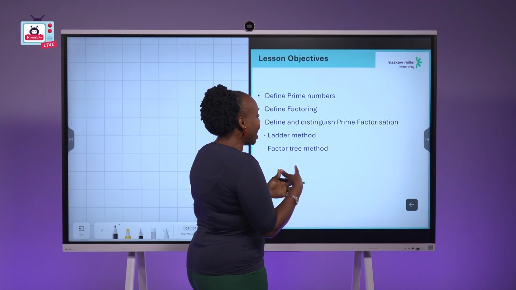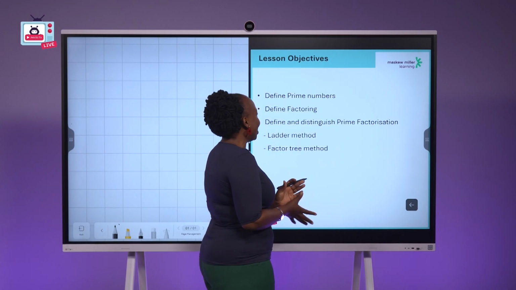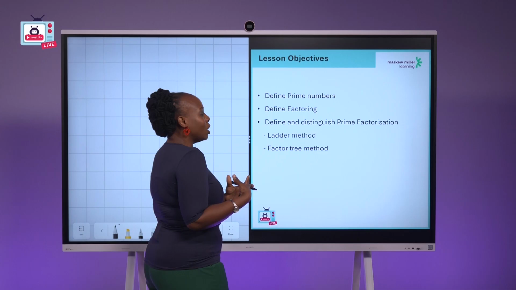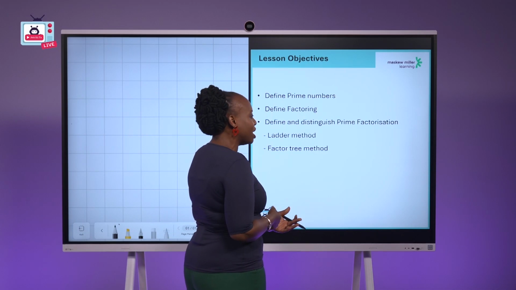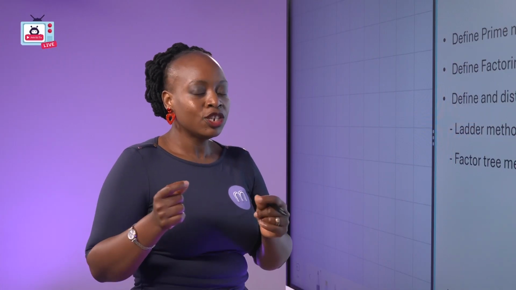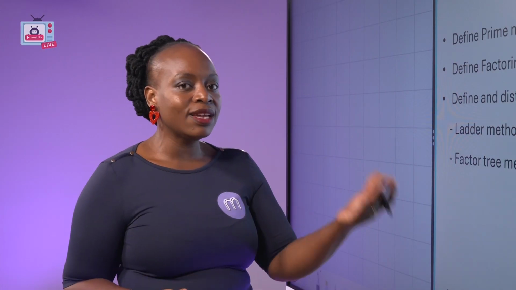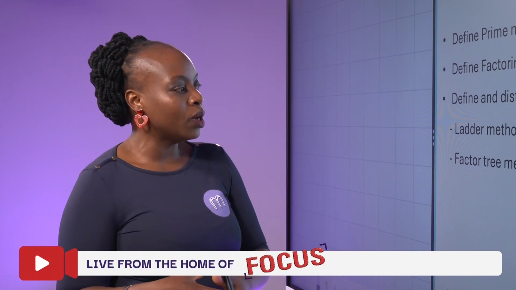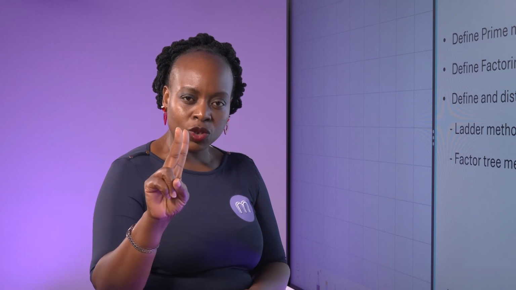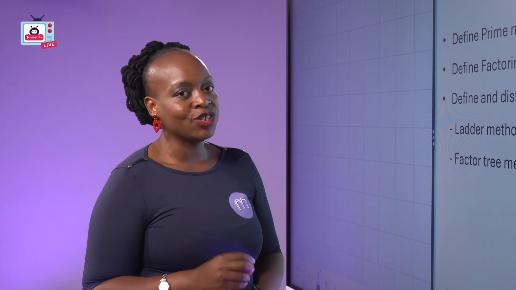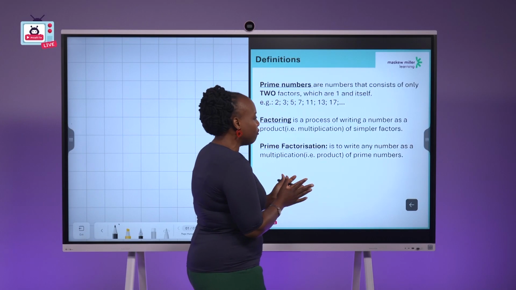At the end of this lesson, you need to know and understand what a prime factor or prime number is, what it is that you do when you are factorizing, and then define for yourself how to factorize, right? As well as distinguishing between the different types of prime factorizations that you will have. We're going to focus on two methods: one is called the ladder method, and the other is called the factor tree method. We're going to use these two methods to deal with your prime factorizations.